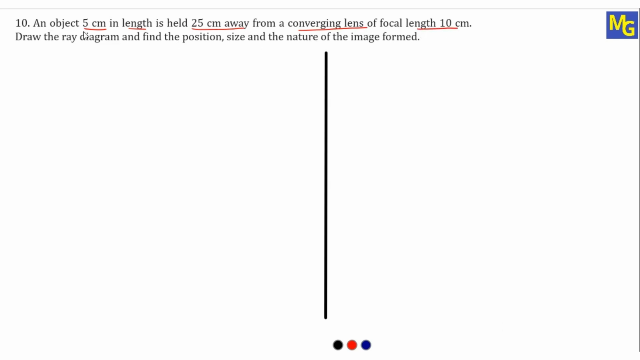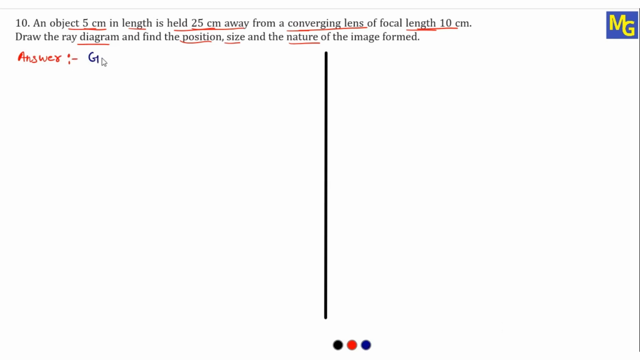So here we have object height, that is 5 centimeter, and we have object distance, that is 25 centimeter, and we are going to use a converging lens. So remember, our lens is a converging lens. Then for this lens, the focal length is given, it is 10 centimeter. We have to draw the ray diagram and find position, size and nature of the image. So let's start solving.